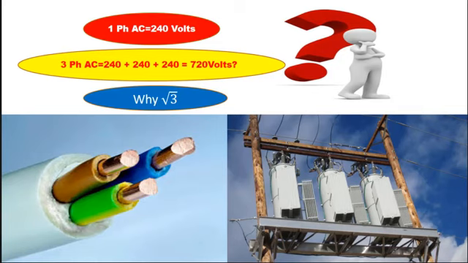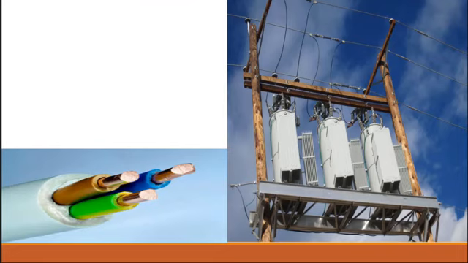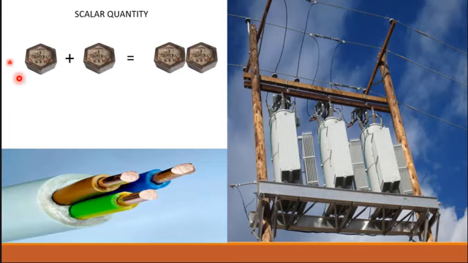In this video, we shall see why three-phase supply is not 720 volt and how the concept of this root 3 came. To understand this, we have to recall that all physical quantities are broadly classified as scalar and vector quantities. Scalar quantities have only magnitude and their addition is as simple as the algebraic addition, like this.